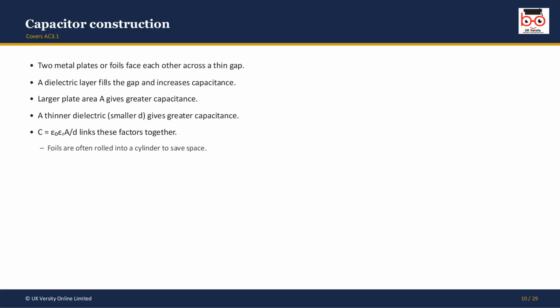Let's look at how a capacitor is built. Two metal plates, or foils, face each other across a thin gap, and a dielectric layer fills that gap and boosts the capacitance. Two things increase the capacitance: a larger plate area and a thinner dielectric. We tie those together in the formula capacitance equals epsilon naught times the relative permittivity times the area divided by the separation. And to save space, those foils are often rolled up into a cylinder.